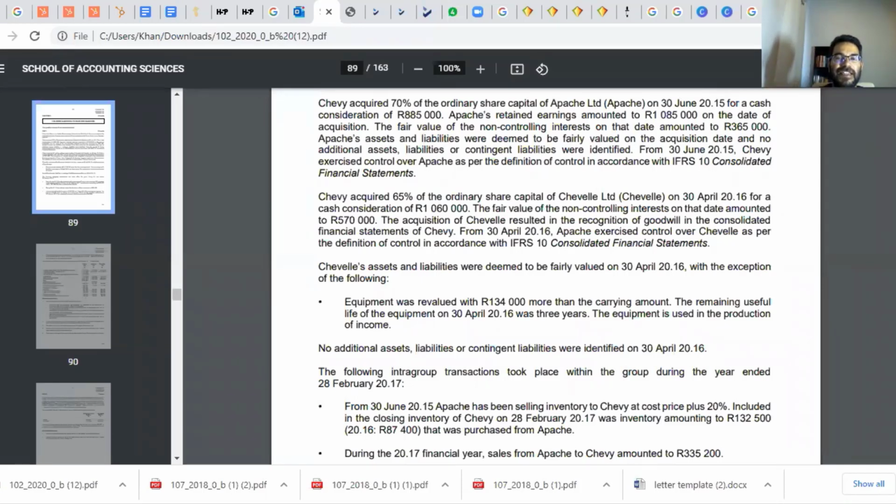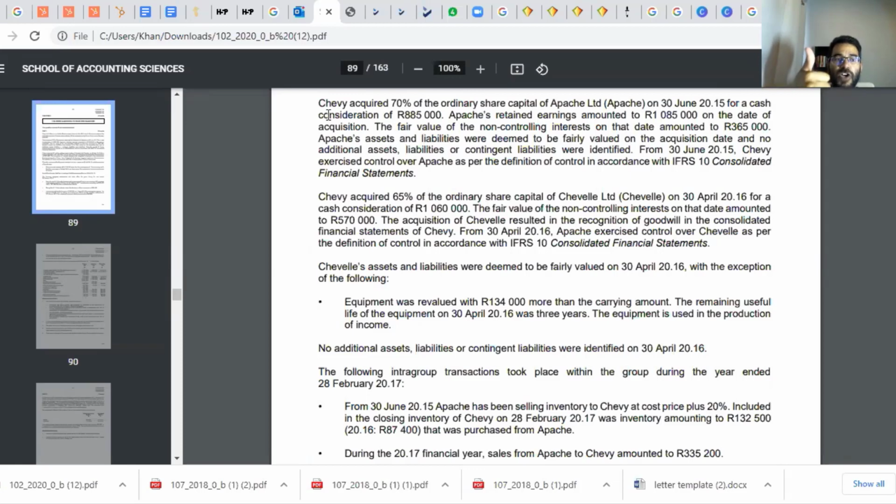Number 2, identify the date of acquisition. The date of acquisition is the date when you exercise control. The date when we exercise control is 30th June 2015. Number 3, on the date of acquisition, we need to measure all assets and all liabilities at the fair value. And then number 4, calculate goodwill. We're not going to worry with goodwill in this case. But so what do we know?